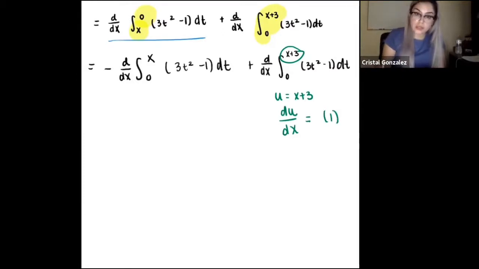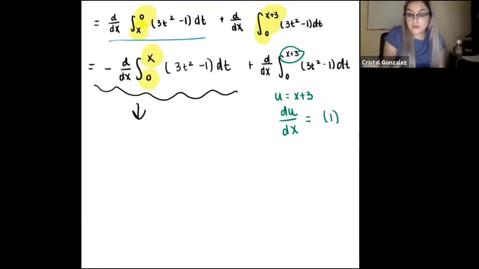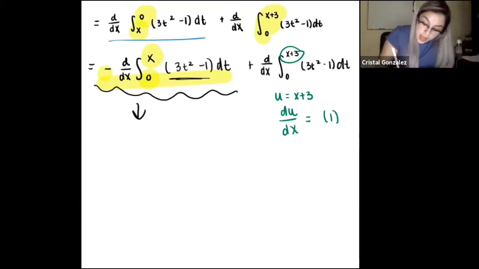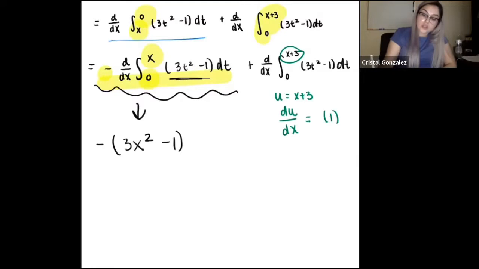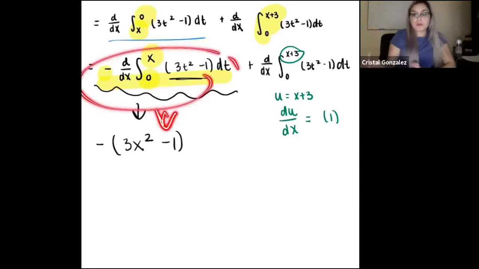So here, for this statement, we can easily just apply the fundamental theorem of calculus. Here we have a constant, and here we have a variable. To find the derivative of this part, all I have to do is plug that x value into f of t. So this is still our f of t here. This is going to be negative because we still had that negative from when we flipped the bounds, and it's going to be 3x squared minus 1. So the derivative of this is this, from the fundamental theorem of calculus.